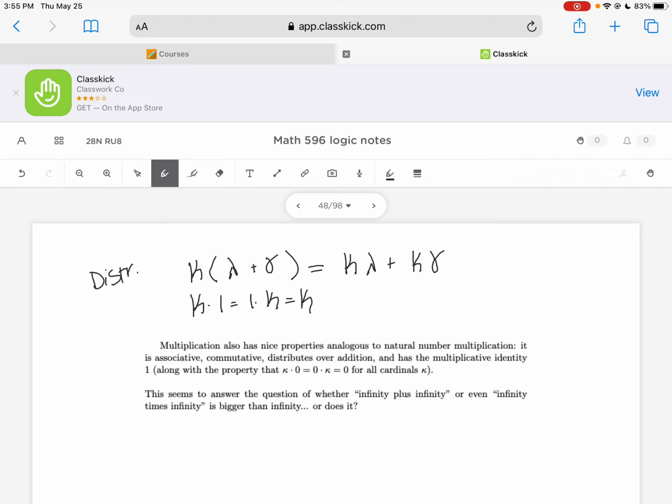So cardinal arithmetic works pretty nicely. It has a lot of the same properties that natural number arithmetic has, and this seems to answer the question of whether infinity plus infinity or infinity times infinity is bigger than infinity. It seems to suggest that the answer is no, at least for cardinals. In the next video, we'll see that maybe that's not necessarily always the case.